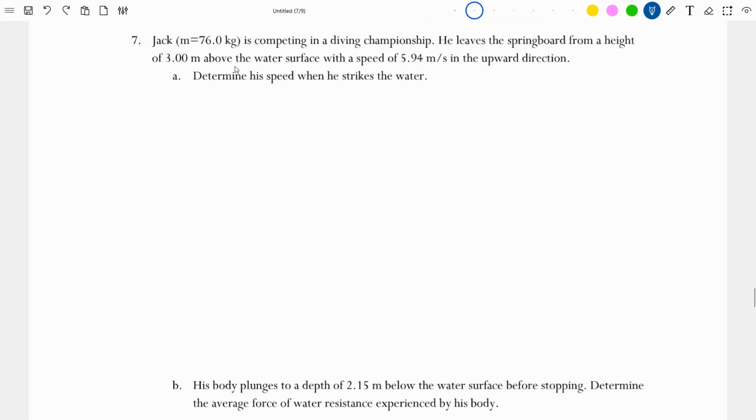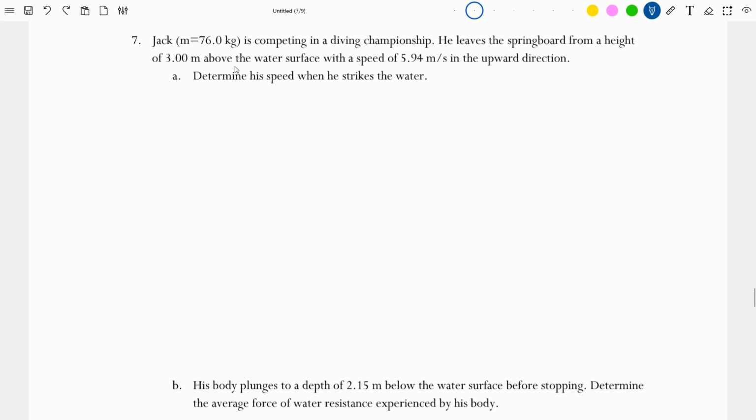Number 7, Jack, mass of that, competing in a diving championship. Height of 3 meters above the water surface, so he's diving into water. Spring with a speed of that much in the upward direction. Determine his speed when he strikes the water for part A.